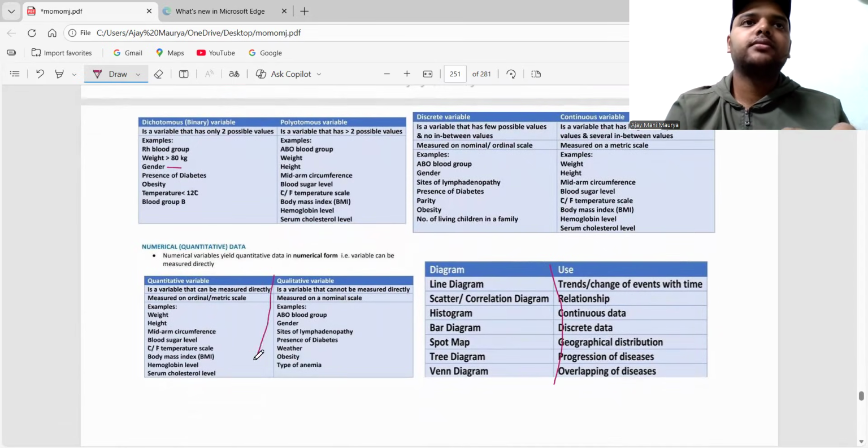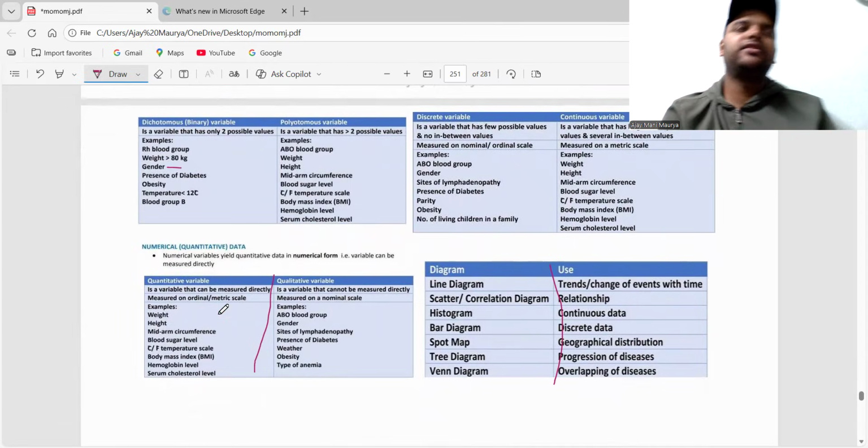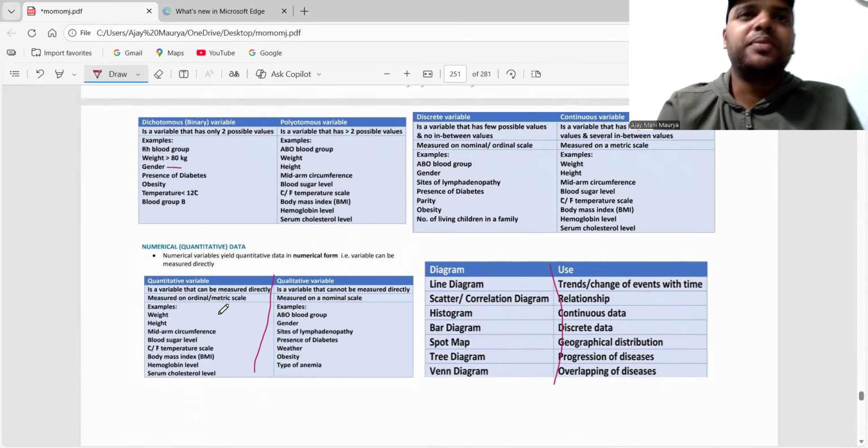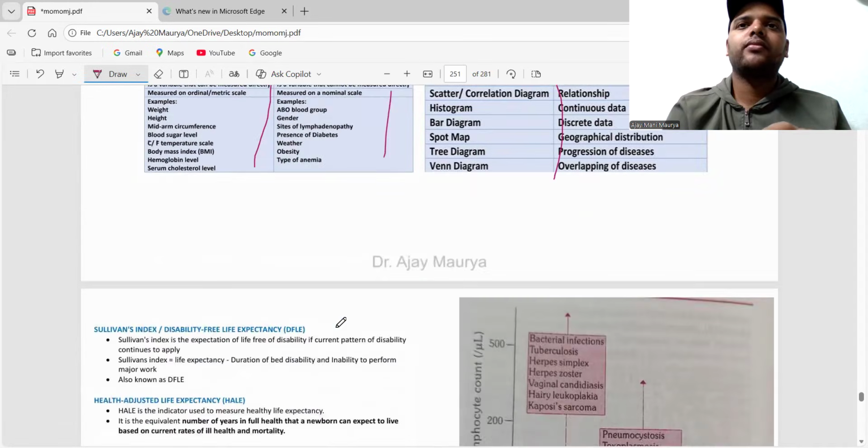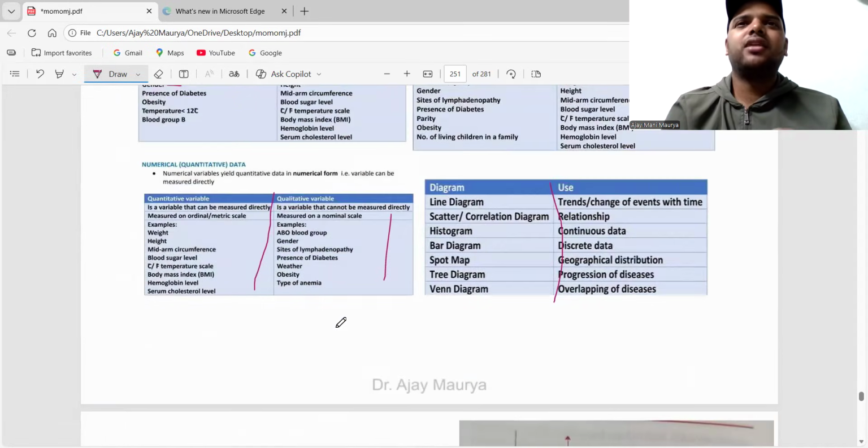Okay, now weight we can measure directly. Height we can measure directly. But ABO blood group, gender, size of lymph node, we cannot measure directly. So these are very, very small topics.